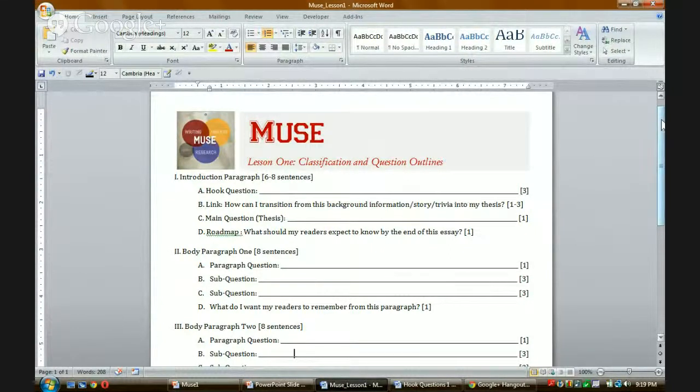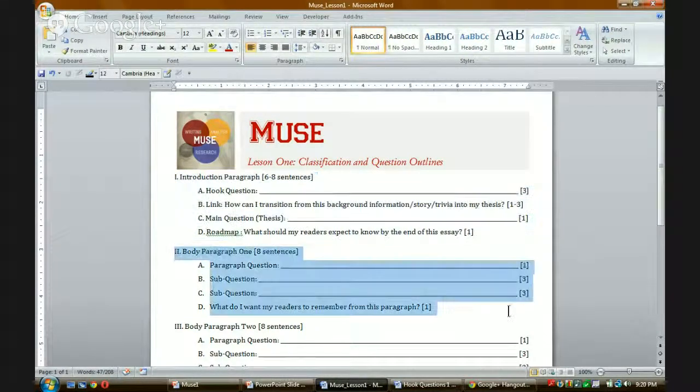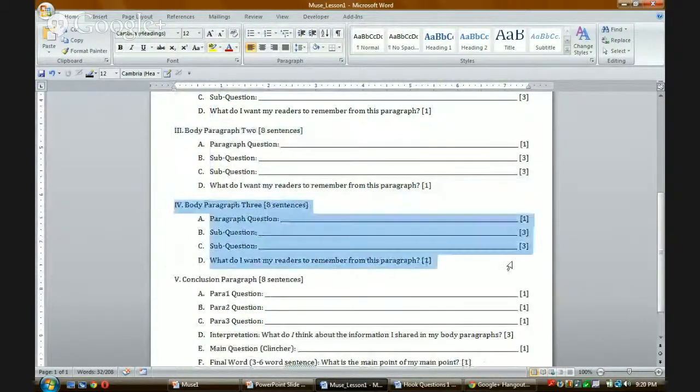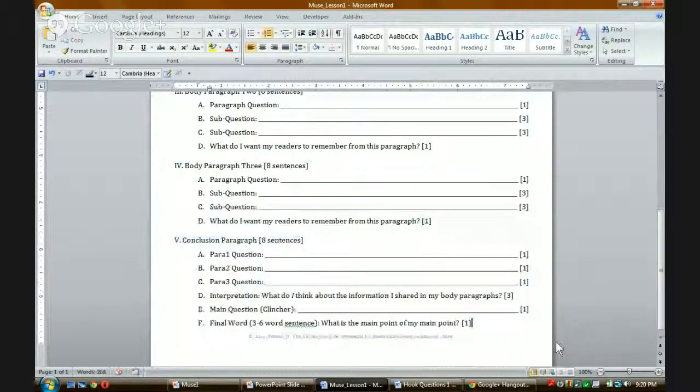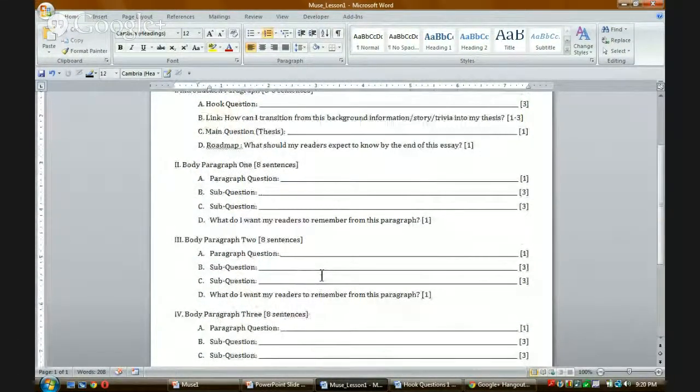An essay has 5 paragraphs. That's why we have 5 Roman numerals: introduction paragraph, body paragraph 1, body paragraph 2, body paragraph 3, and then a conclusion paragraph. So introduction, conclusion, and then 3 middle paragraphs. That makes up our 5 paragraphs for our 5-paragraph essay.